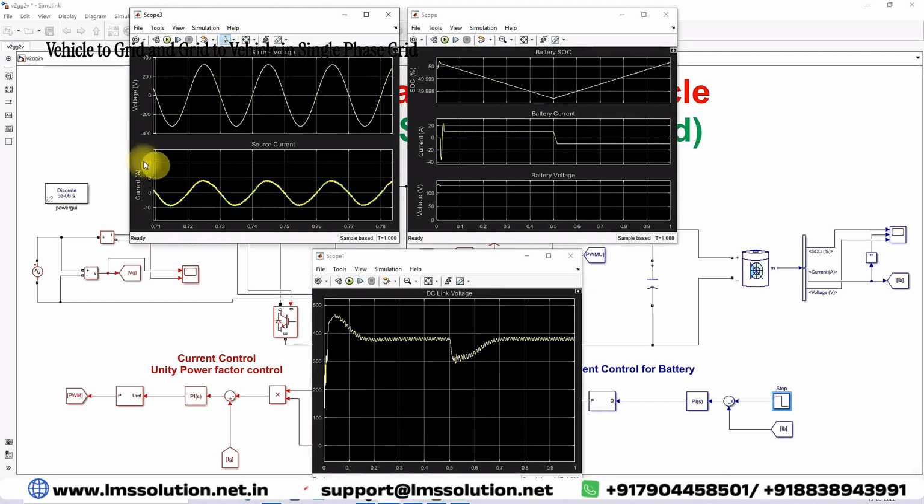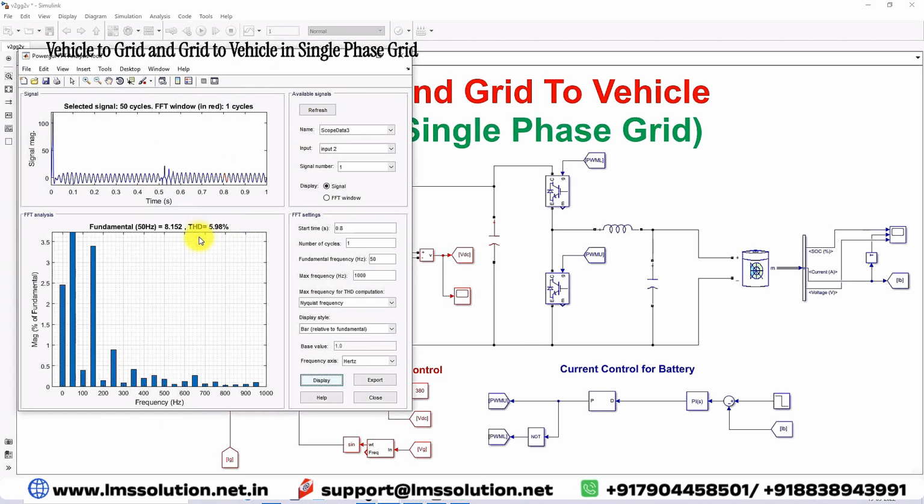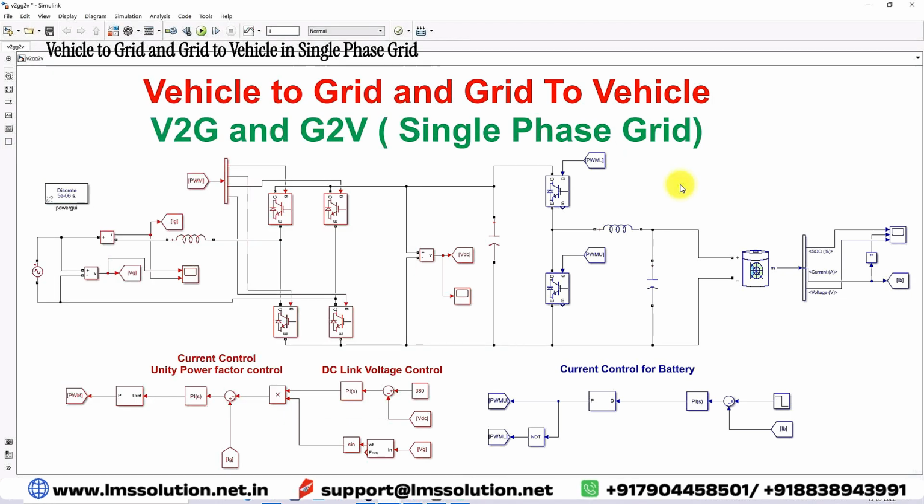Now I'm also going to check the THD. Now we can see that the THD is around 3.59%. Here you can see the THD is around 3.79% only. So during this condition also the THD is less than 5% only. It follows the IEEE standard. So this is the working of the vehicle to grid and grid to vehicle concept in the single phase grid.